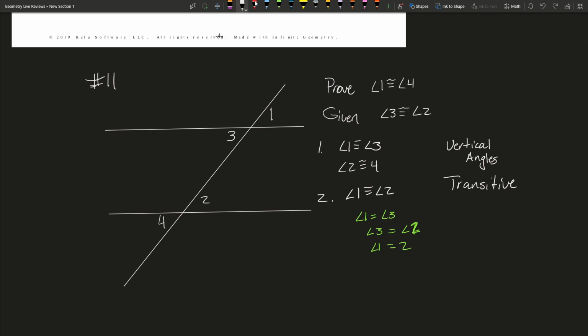Alright, we can also say that, and actually we don't need to say anything else. Because angle 1 is also equal to angle 2, we can rewrite this step as angle 1 congruent to angle 4. And that would just be substitution. And this is what we're trying to prove. So we finished it.